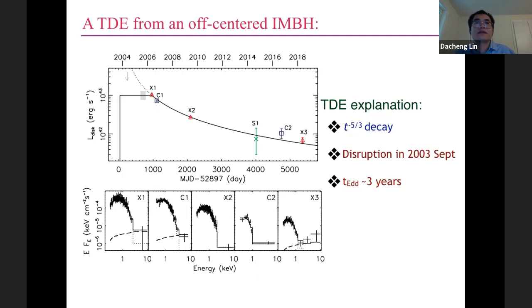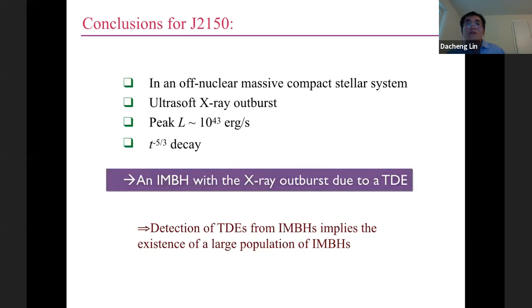The decay of the event seems to follow the standard t^(-5/3) trend as expected for a standard TDE. So it is best explained as a TDE, and we can also infer the presence of a super-Eddington accretion phase lasting about 3 years based on the early-time X-ray spectrum and also the optical data. So in conclusion, all properties of this source suggest that it is an intermediate mass black hole that went into outburst due to a TDE, making it one of the best intermediate mass black hole candidates.